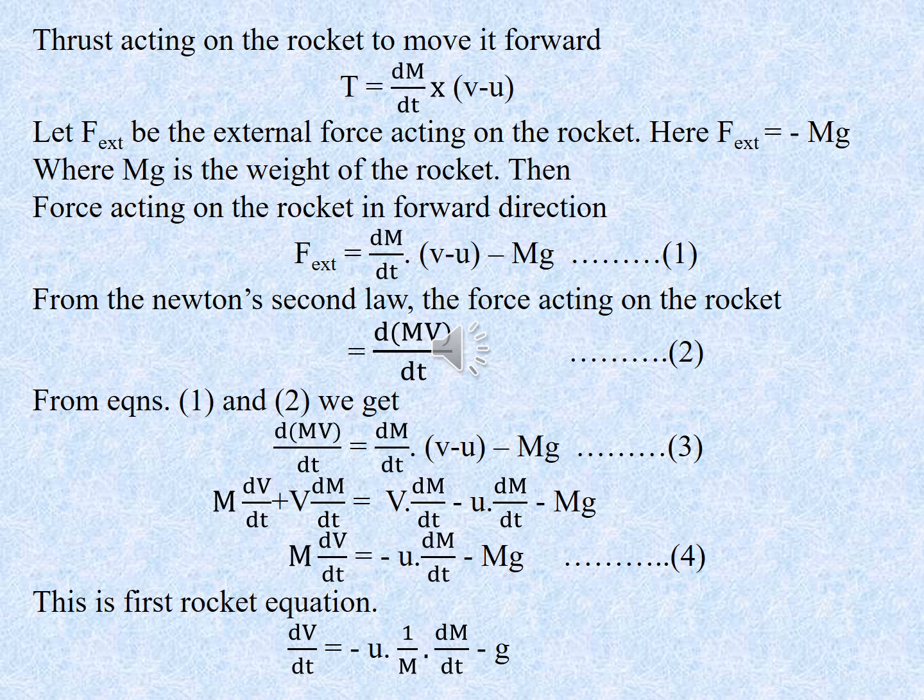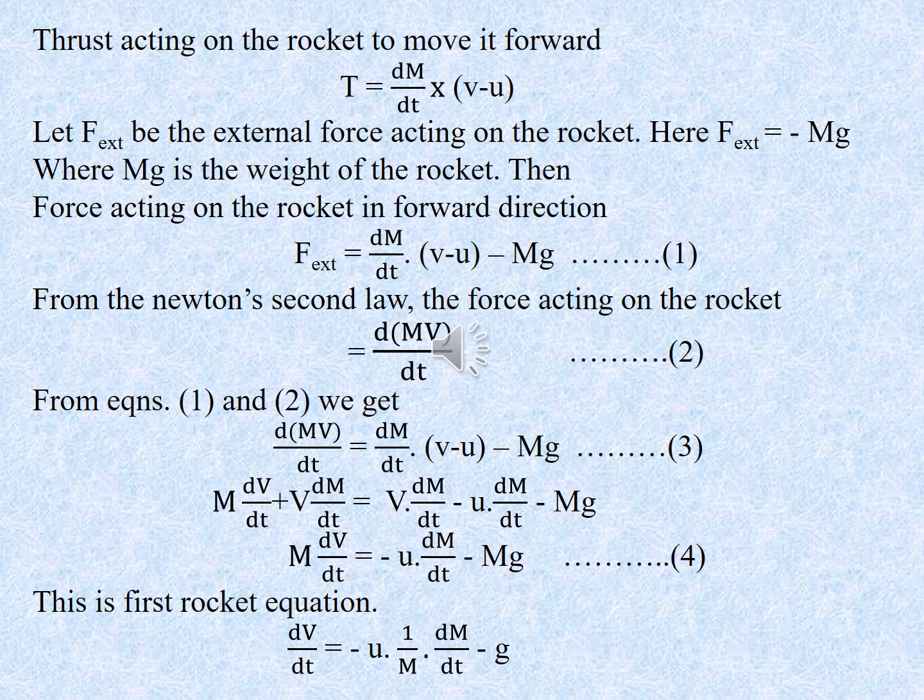Let F external be the force acting on the rocket. Here F external is equal to minus mg, where mg means the total weight of the rocket. Next, the force acting on the rocket in the forward direction can be written as F external is equal to dm by dt into (v minus u) minus mg, that is equation 1.